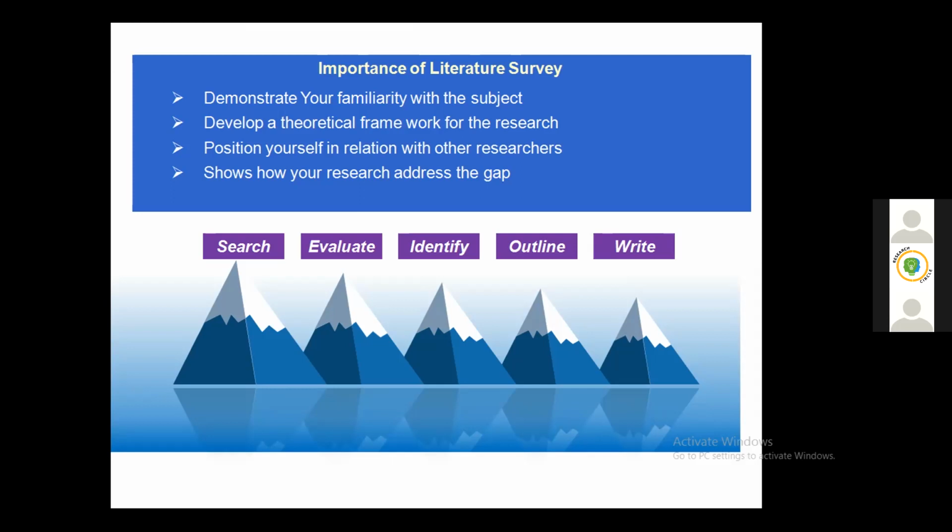The end of the literature survey gives the starting point of the research. There are five elements associated with this process. One is the searching process, that means you are just checking what things have already been done. So searching, then evaluating. If some domain is selected, then you have to evaluate, then identify, outline, and write. So these five activities are associated with literature review: searching, evaluating, identifying, outlining, and writing.